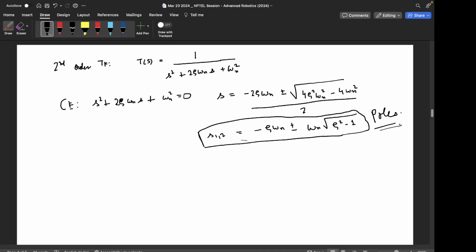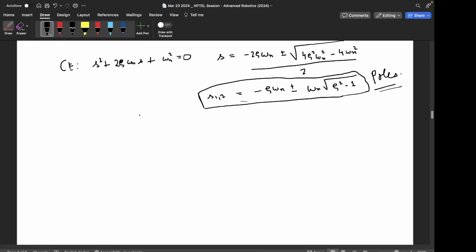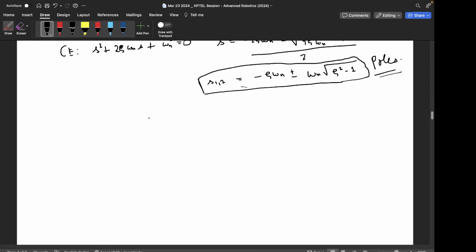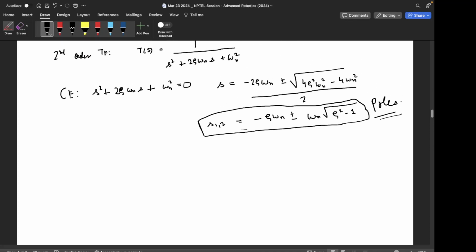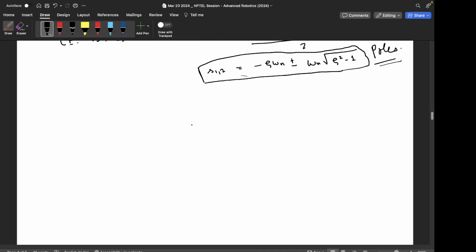Now, once we know the poles for this second order system, the next thing which we need to do is to plot them and comment on when the system will be stable or unstable or will have oscillatory behavior, right? So let's get on to that. First let me draw this out for a general case, and then we will analyze.